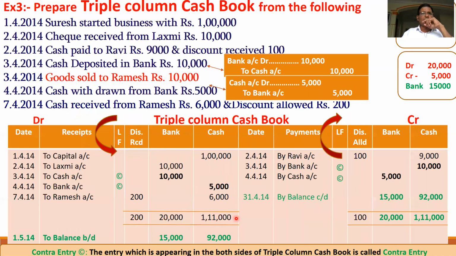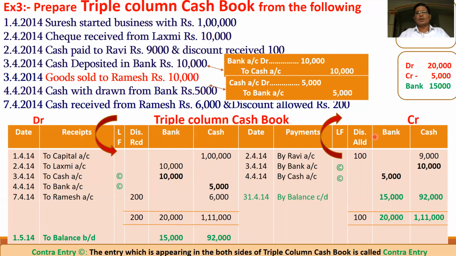Next, come to the triple column cash book. Usually students get confused by the triple column cash book, because of contra entries. In the triple column cash book, another column is added on both sides, that is the bank column. Bank column is added here, one on the debit side and one on the credit side.